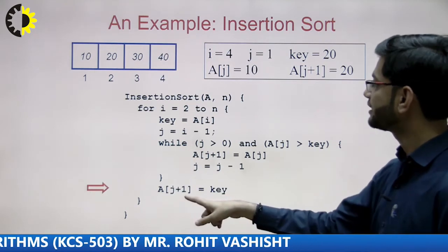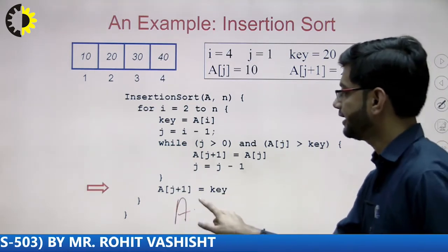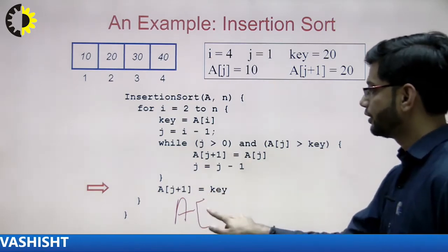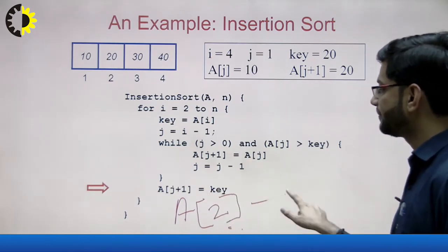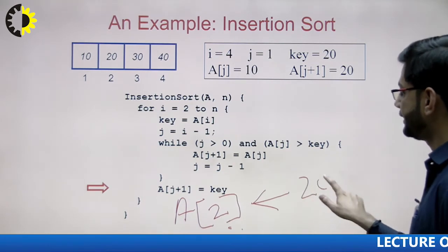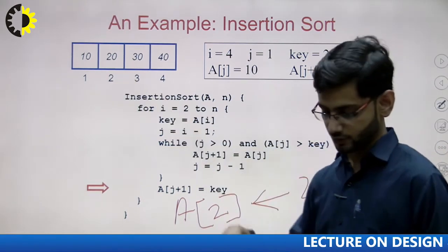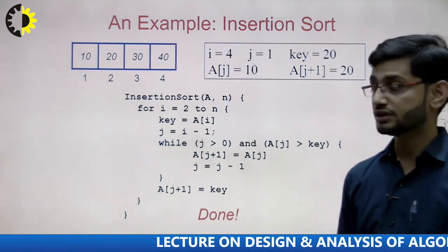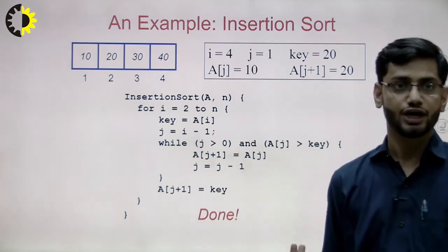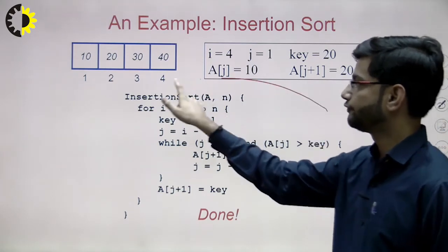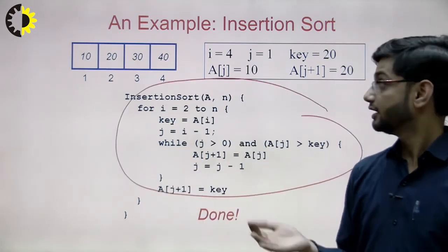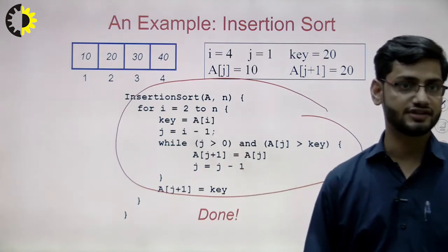What is A of j plus 1? The value of j is 1. 1 plus 1 is 2. So A of 2 will be replaced by the key value, that is 20. So it will be replaced by 20 and this is our final array. Clear? So this is the implementation of insertion sort. You can follow this logic and you can easily implement insertion sort.